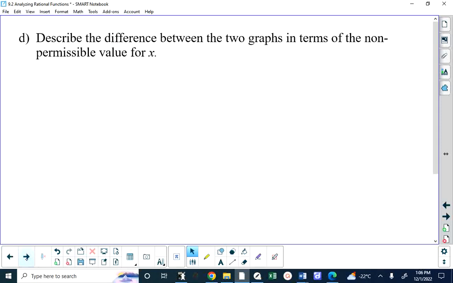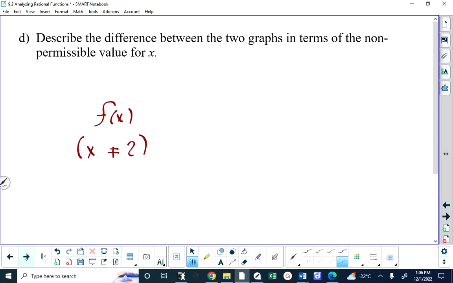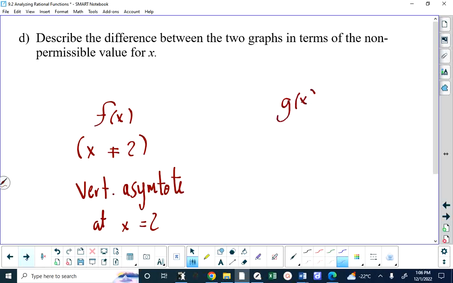And that's the next part. Describe the difference between the two graphs in terms of the non-permissible values. F of x, where x cannot equal 2, has a vertical asymptote at x equals 2. That was the one that had the asymptote, wasn't it? F of x? Okay. G of x, did I call the other one g of x?